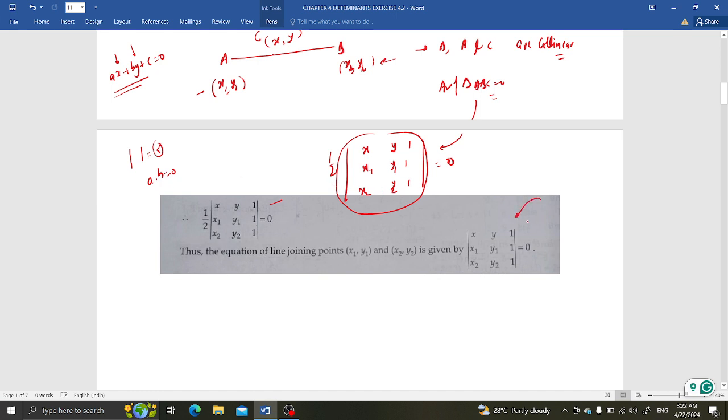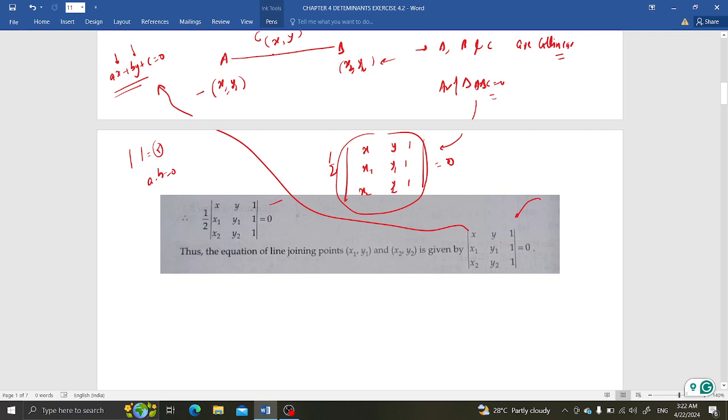So we are saying that if we want to find the equation of the line passing through these 2 points, in that situation what we need to do is include x comma y, because the equation of a line is ax plus by plus c equal to 0. That's why I use the x comma y variables here.